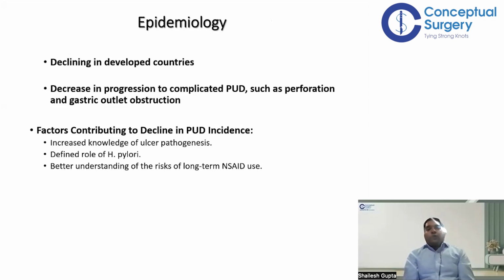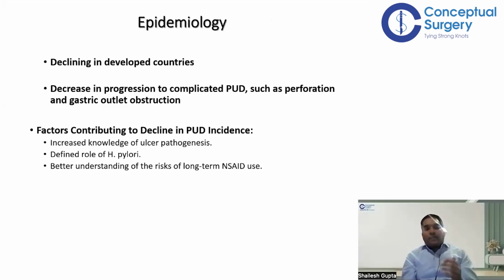So you can see that it is quite a common disease, right? It is very important to know that the incidence and prevalence of peptic ulcer disease is declining in the developed countries, right? And its progression to complicated disease like perforation and gastric outlet obstruction is also decreasing. So overall the disease is decreasing. This is a very important point.